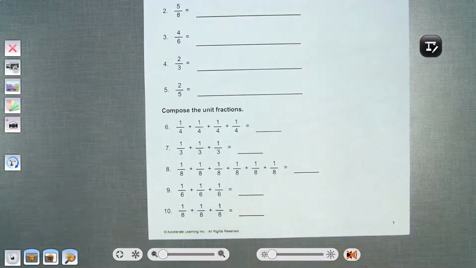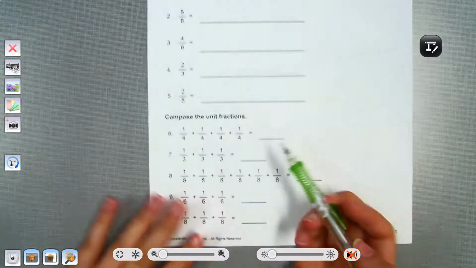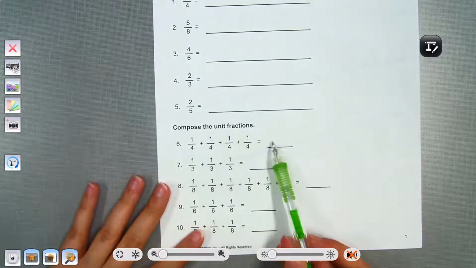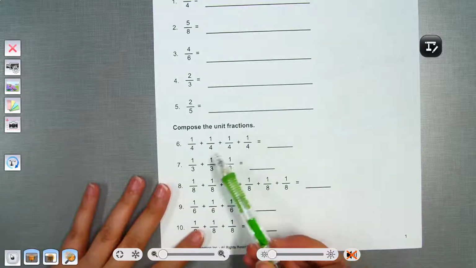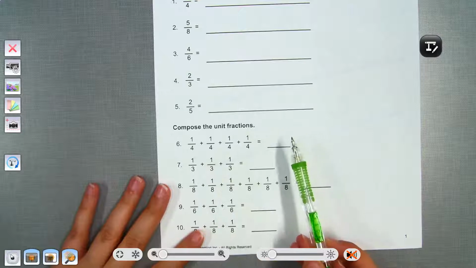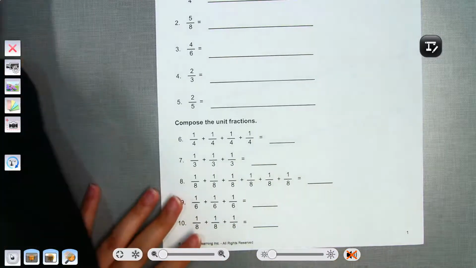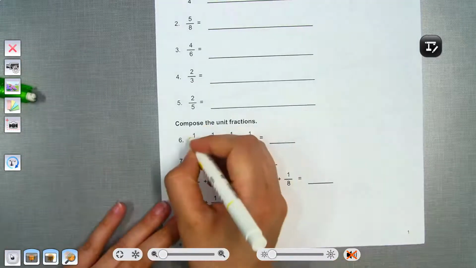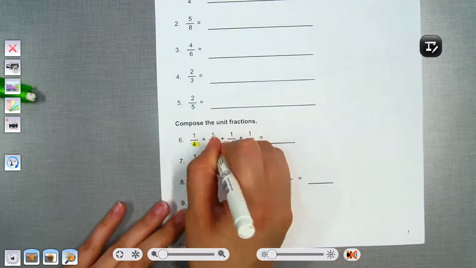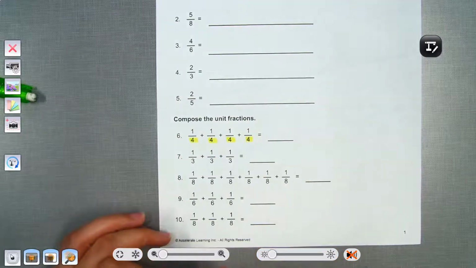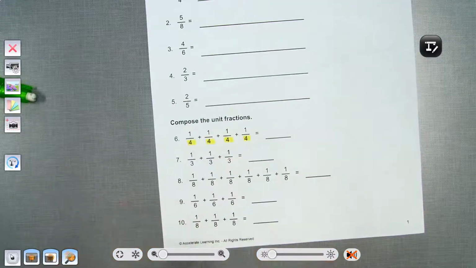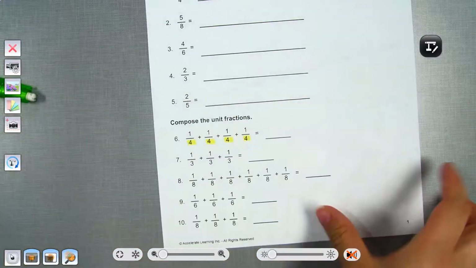And then at the bottom, we're going to compose the unit fractions. So 6 through 10, we have the fractions, and we're going to add them together to make our fraction for the whole thing. So remember, if the denominators are all the same, that means that our sum is going to have the same denominator. We're adding the numerators together.